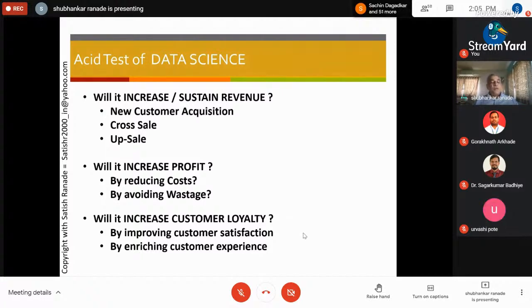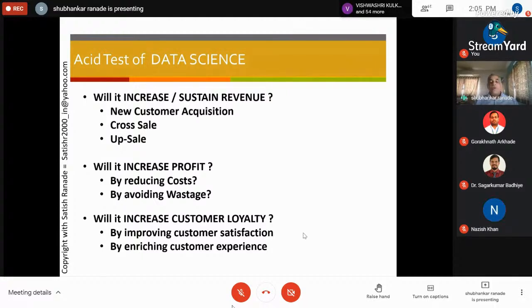What is meant by upsell? Upsell is, if you have bought a Maruti 800 car, will you now buy an SUV from me? So will you buy my Brezza car? So that is called upsell. So basically upgrading the equipment or service that you have bought from me. So first, we'll say whether it helps me to increase or sustain revenue. Two, will it increase my profit? If I'm going to invest, will it help me to reduce my costs or avoid my wastage? And thirdly, will it increase my customer loyalty by, one, improving customer satisfaction or by enriching the customer experience?